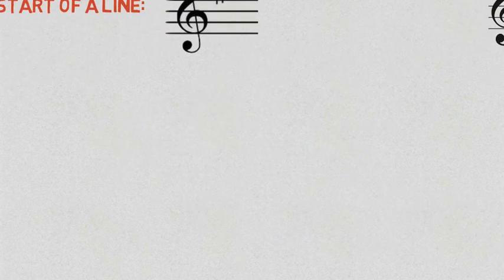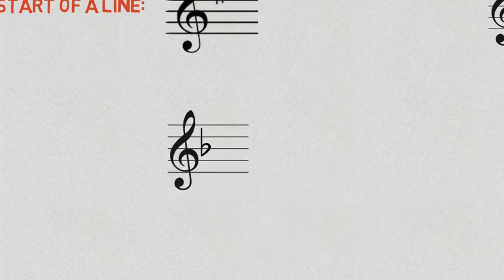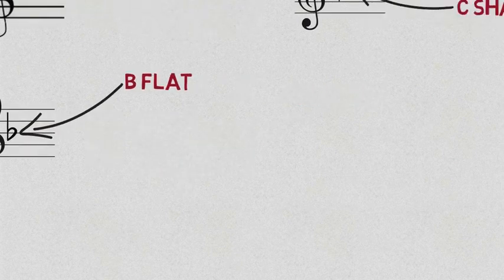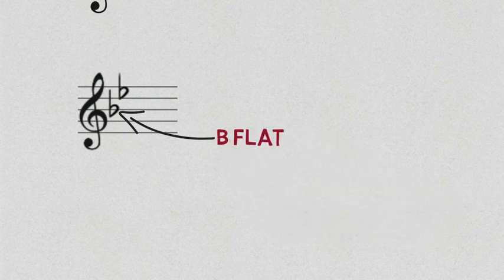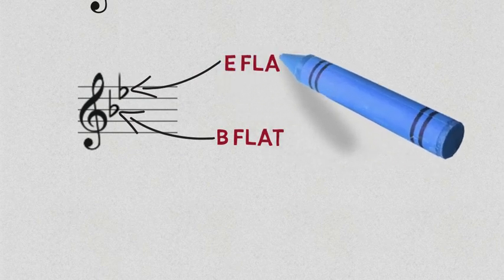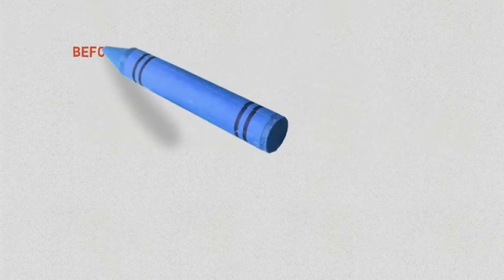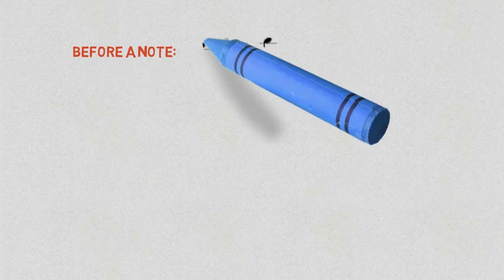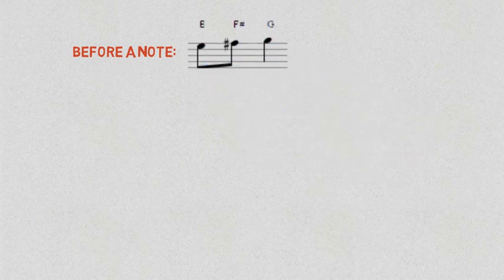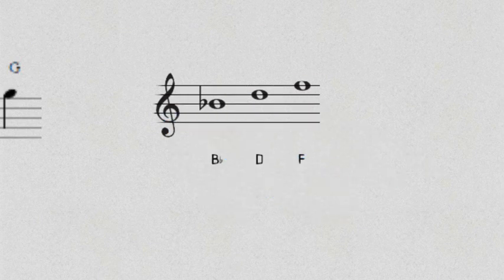Our third example shows a flat. This is B flat. And the fourth example shows B flat and E flat. Now sharps and flats can also come before a note throughout the music, like this, showing that this F alone is sharpened. This example shows that this B alone is flattened.